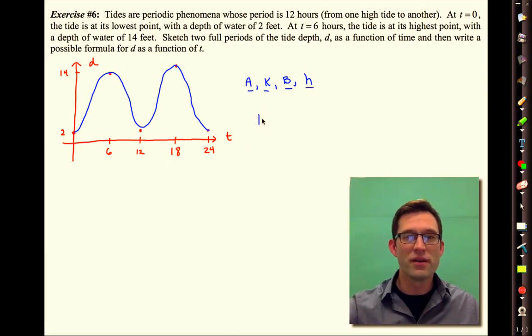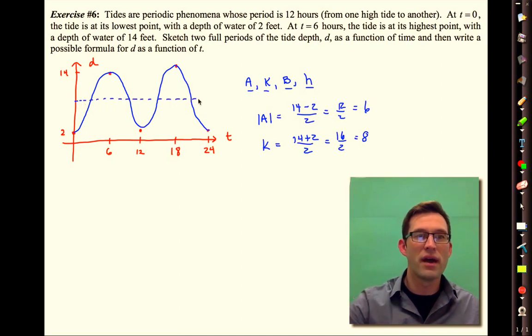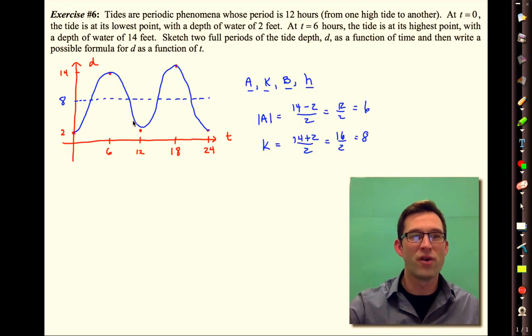Okay, let's do it. So the absolute value of A, the peak value minus the minimum value divided by 2, that's 12 divided by 2, that gives us 6. The vertical shift, the average of the highest value and the lowest value, that's 16 divided by 2, that's 8. I'm going to just draw that on. I love having my midline on there. And then I can see that rise above and fall below, rise above, fall below.